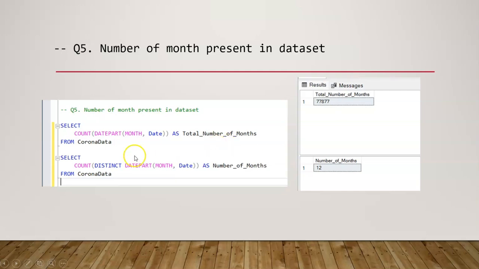But in case you want to find out the distinct, or unique, number of months present in the dataset, then we can use the distinct keyword, and by using this clause we will get the unique number of months, that is 12 months, right? Now let's move towards the next query.